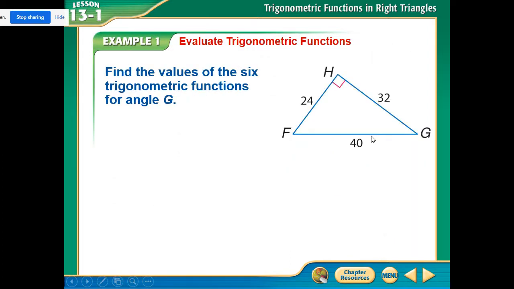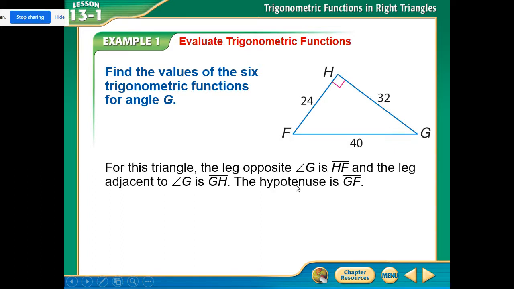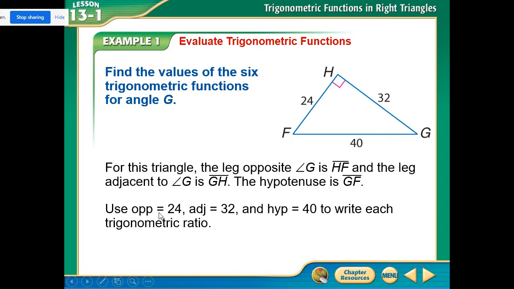So here we have a triangle, 24, 32, and 40. And we want to find the trig functions to angle G. So here's G. So as I said, we start with the hypotenuse. This is 40 is the hypotenuse. And then out of 32 and 24, which one's adjacent to G? Well, that's 32, so that's adjacent. And 24 then would be opposite. So to find our different values, we're going to have to have those. So we have opposite is 24, the adjacent is 32, and the hypotenuse is 40.